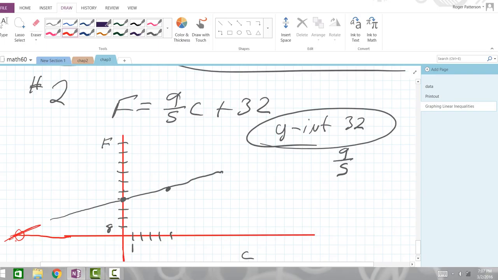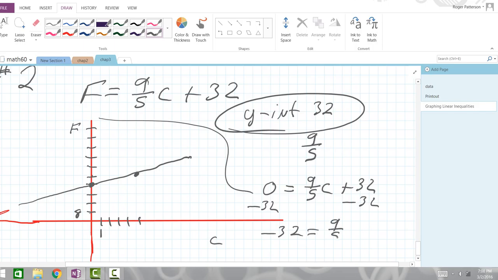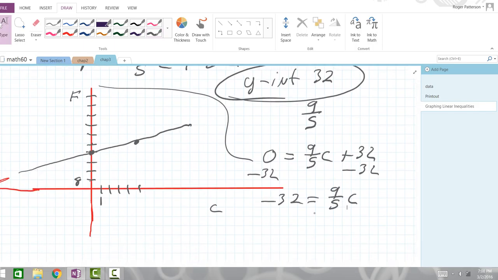No idea? 0. Yeah. Okay, so let's do it this way. Let's come down here and say, if that's the case, I'm going to put 0 for F and figure out what C is, because I don't want to extend the graph out, since that's going to be too hard to figure. I just need somebody to solve that equation right there and tell me what C is. And that will give me my C intercept.